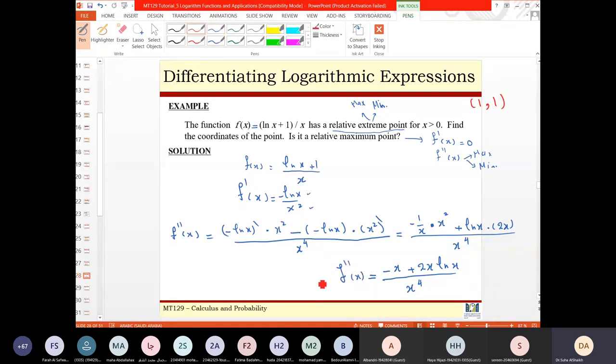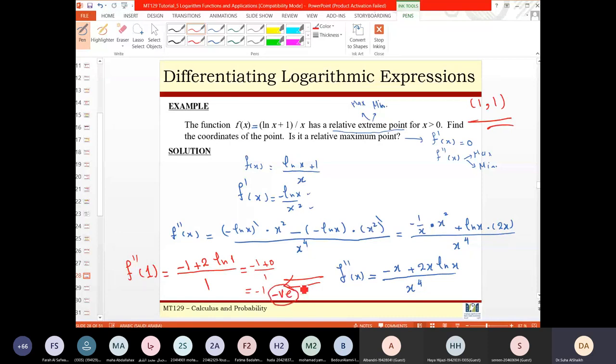Now why do I need this? I put the point 1, 1 in it to check if it's maximum or minimum. So we will find f double dash at 1. It's minus 1 plus 2 times 1 times ln 1, which is 0, divided by 1 to the power 4. So this equals what? Minus 1 plus 0, because ln 1 is 0, over 1. It's equal to minus 1. Positive or negative? It's negative.